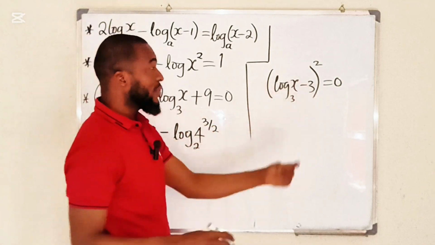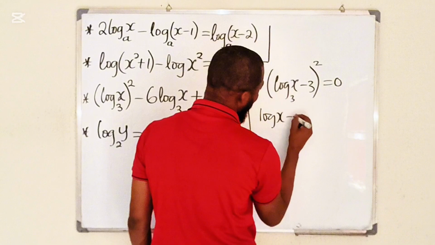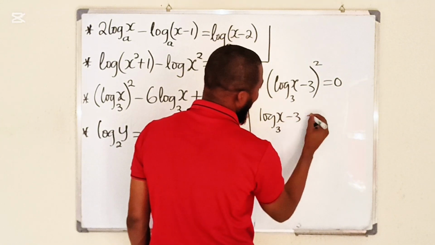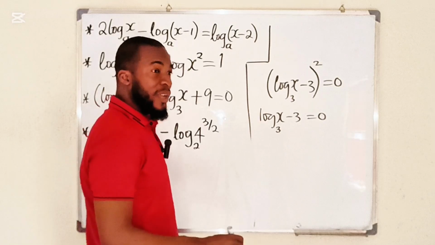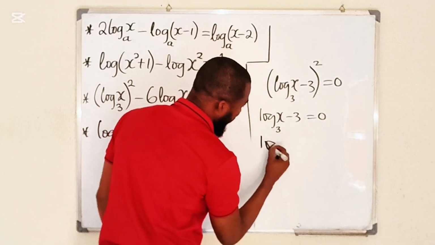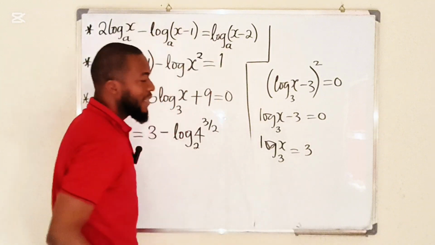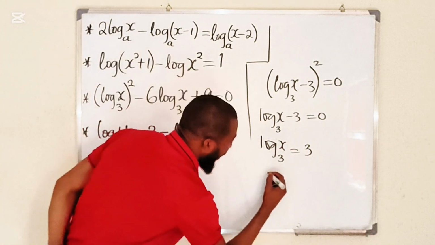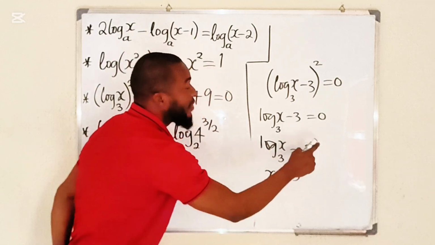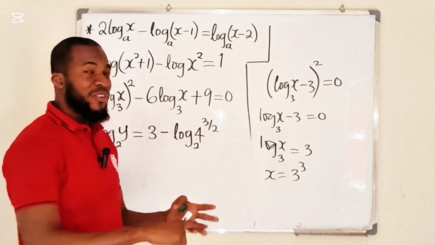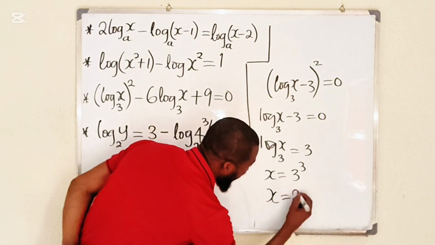By taking the square root of both sides, it implies that log of x minus 3 with the base of 3 is equal to 0, right? You can take this one to the other side, it becomes positive, which means that log of x with the base of 3 is equal to positive 3. Then x is what? x is equal to 3 raised to the power of 3. 3 times 3, 9, times 3 is 27, which implies that x is 27.